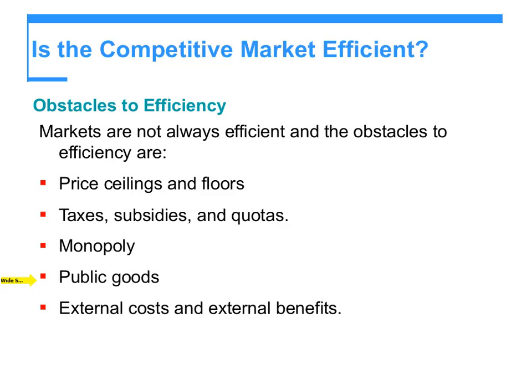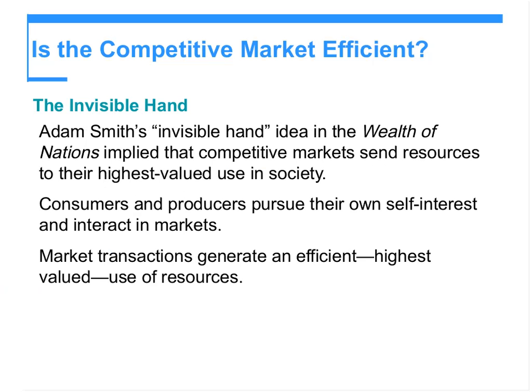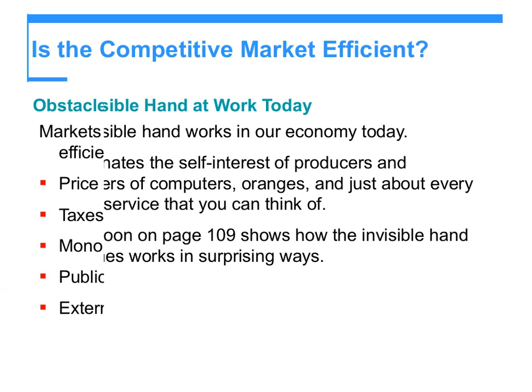So you can see, very simple. We will have an efficient market if there are no hidden hands, the one that Adam Smith was trying to tell you about, the invisible hand. Because these invisible hands will cause consumers and producers not to pursue their own self-interest and impact the market. So market transactions generate an efficient, highest value use of resources when there is no intervention by government or anything else that we just explained here.